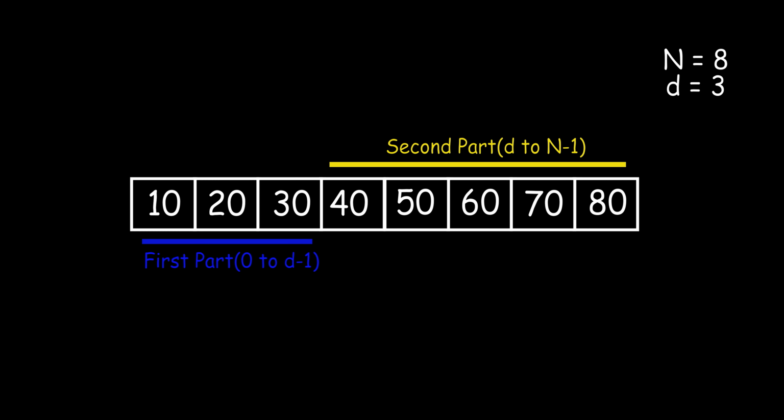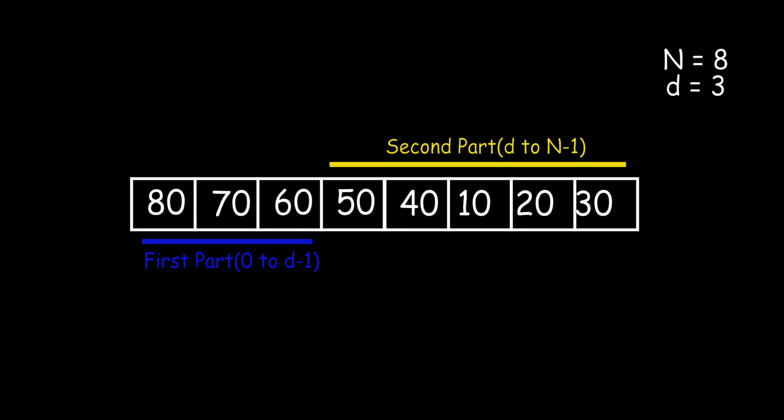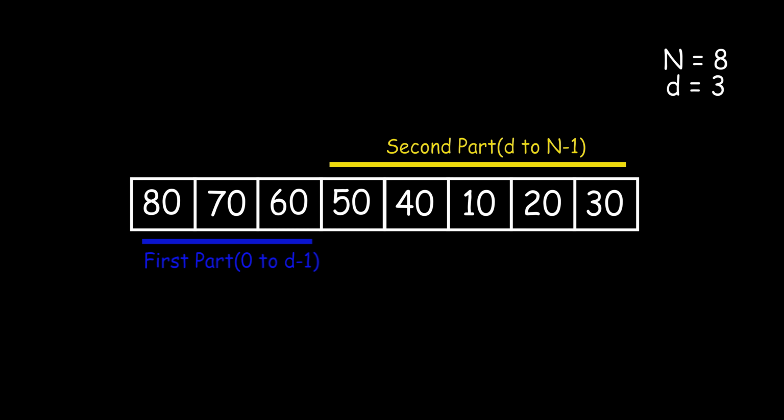Next, reverse the first part of the array. It becomes 30, 20, 10. Reverse the second part of the array, which becomes 80, 70, 60, 50, 40. Finally, reverse the entire array. We get the array which has the elements shifted by 3 places to the left. Our approach is working. Now let's look at the pseudocode for our algorithm.